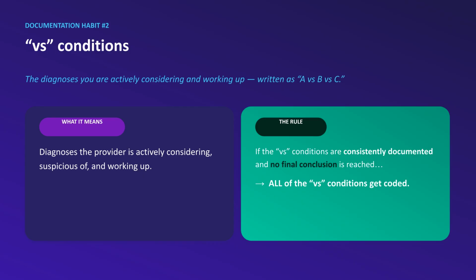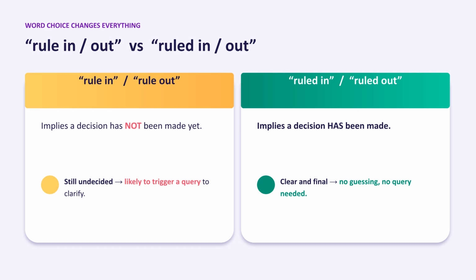Habit number 2, the VS conditions. These are the diagnoses you are actively working up, written as A versus B versus C. If these conditions are documented consistently and no final conclusion is reached, all of them get coded. Be aware that every diagnosis left on that list without resolution can end up in the coded record. A single letter, the D, changes everything.